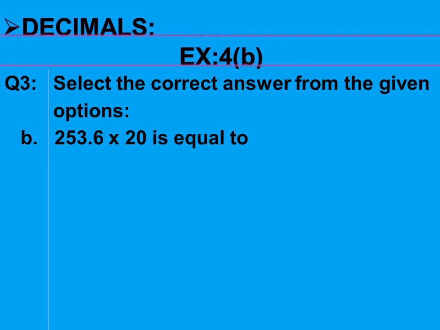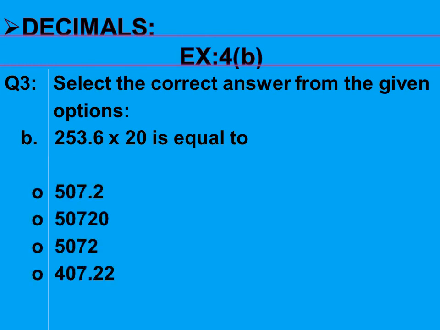Now we will move to the next part, part B. 253.6 multiplied by 20 is equal to. Okay. Now dear students, we will multiply this given decimal number with 20. Let's see. When we multiply these two numbers, we will get the answer 5072. This means that the third option is correct.